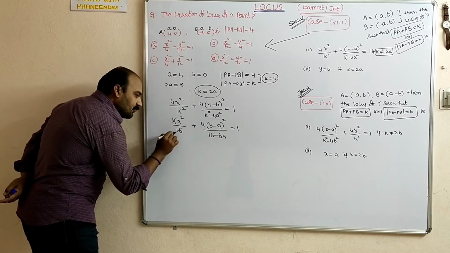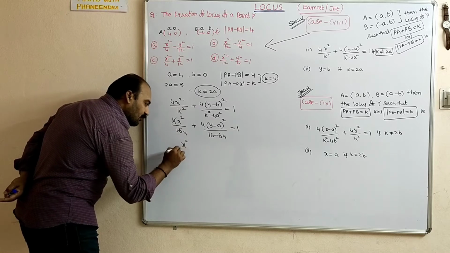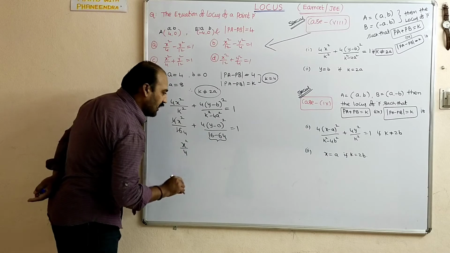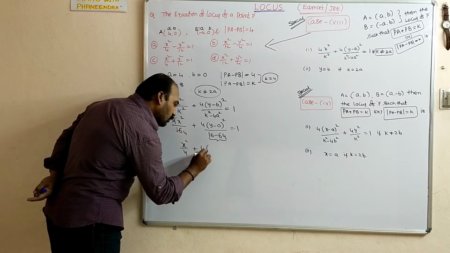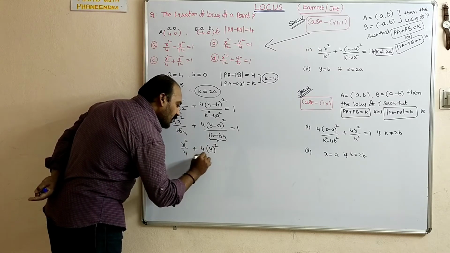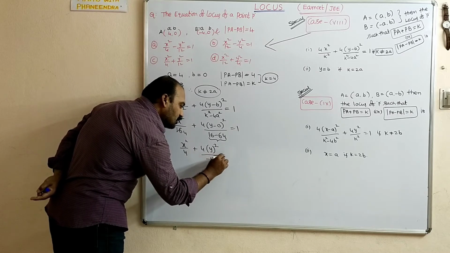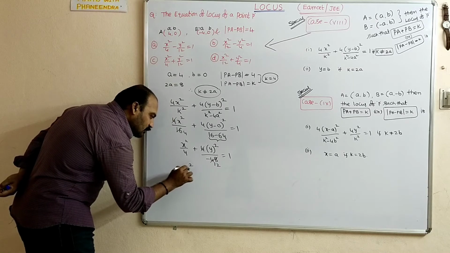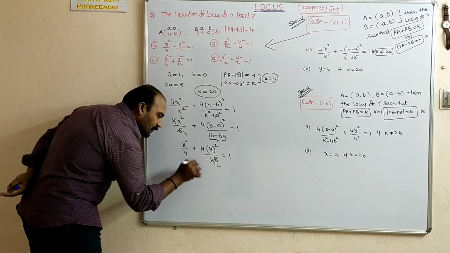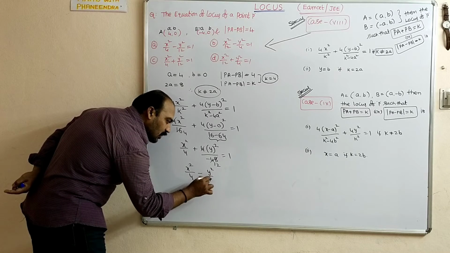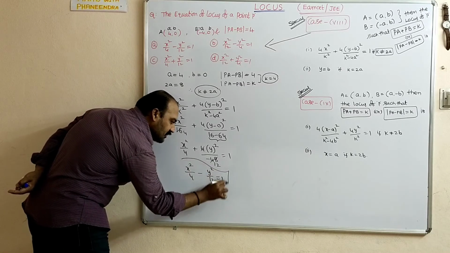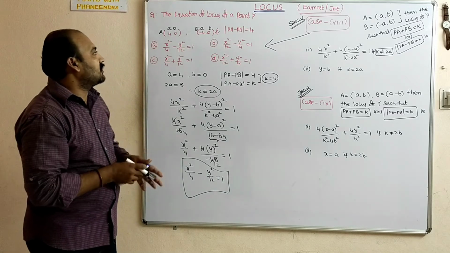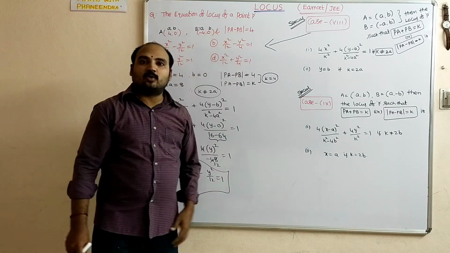So 4 ones are 4, 4 fours are 16. x²/4. 16 minus 64 is minus 48. So plus 4y² divided by minus 48 is equal to 1. 4 ones are 4, 4 twelves are 48. Therefore, x²/4 minus y²/12 equals 1, which is the required locus for the given geometrical condition, |BA - PB| equal to 4.